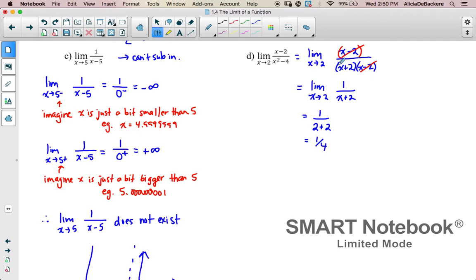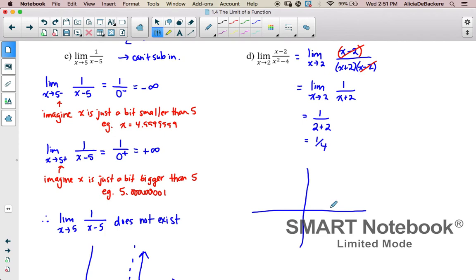I can plug in x equals 2 to this equation, and I get 1 over 2 plus 2, which is 1/4. Now, we know that if I were to graph this function, the function does not exist when x equals 2. What happens here when I have a canceling factor, hopefully you remember this from advanced functions, is a hole on my graph at x equals 2, but there would be a vertical asymptote at x equals negative 2.